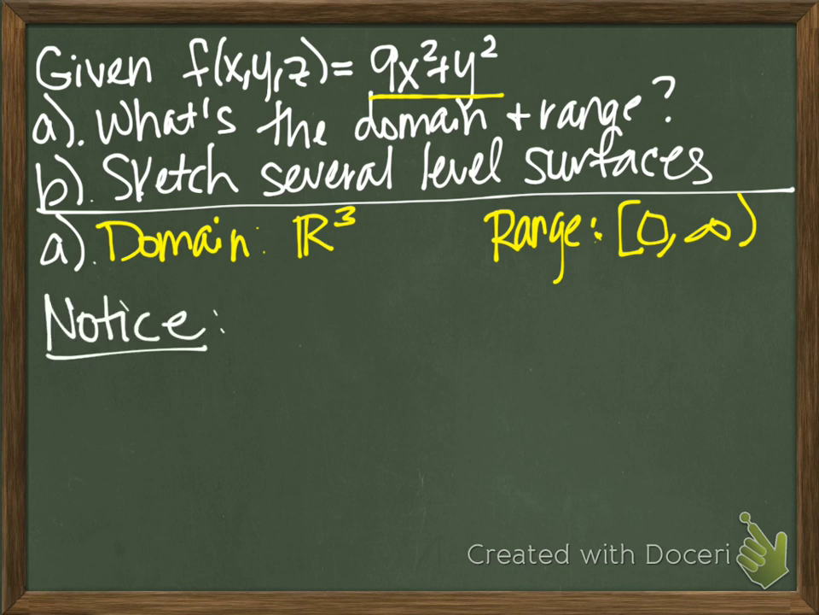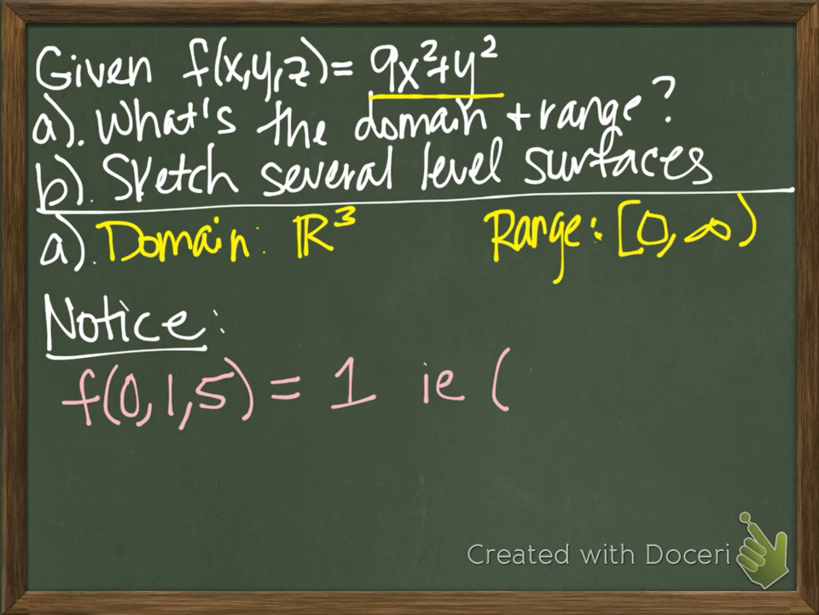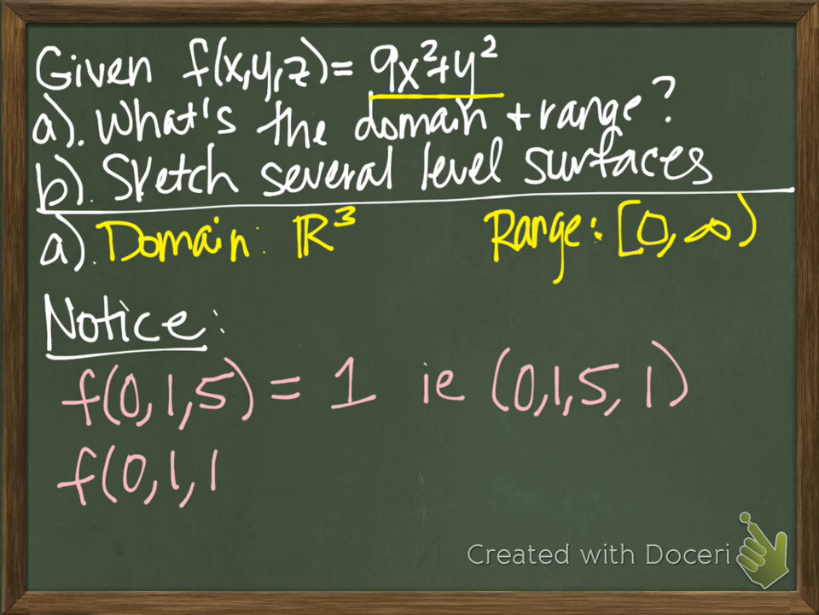Okay, now as we try to visualize this function, let's just evaluate the function at a couple points. So suppose I evaluate it at 0, 1, 5. If we plug that in, we see that that's going to map to 1. Another way that we can write this is as an ordered quadruple of numbers. I'm going to have 0, 1, 5, and then the output, which is 1. Now notice, because there's no z-coordinate in the equation, if I leave x as 0 and y as 1, I can change z to be anything, and it's still going to map to 1.